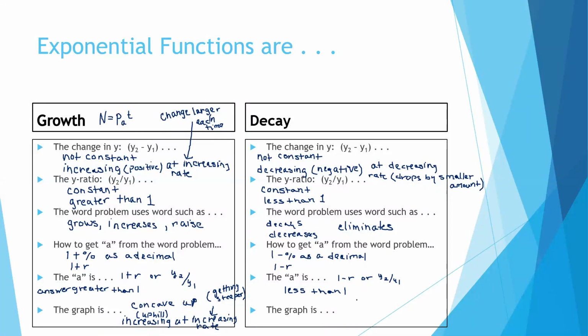When we look at the graph, it is still concave up. So that matches for all exponential. However, this one is decreasing, which is meaning downhill. At a decreasing rate. Which is how I would describe the fact that it's getting flatter.